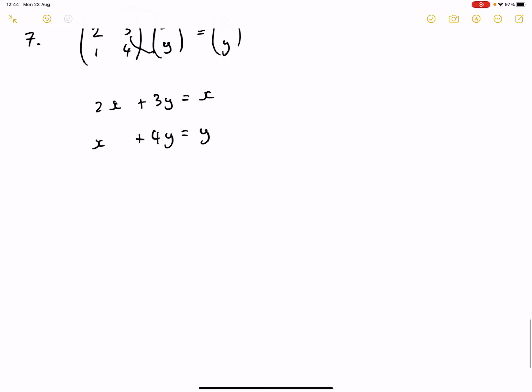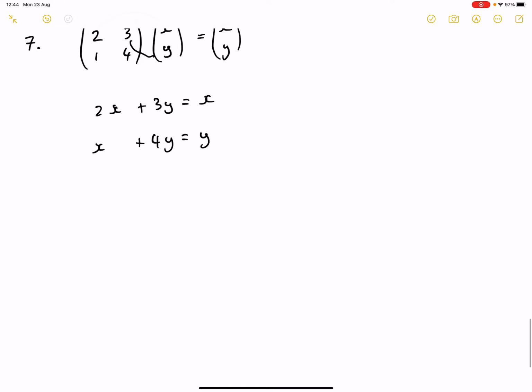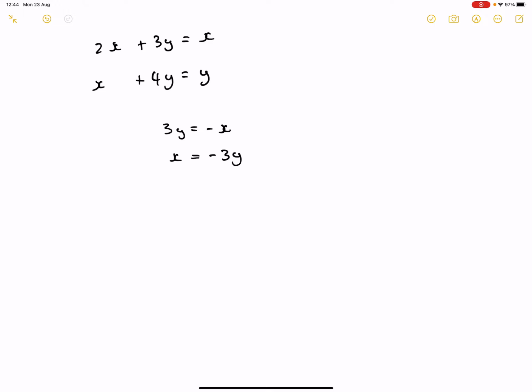And by a little bit of rearranging, we get that 3y is equal to minus x, or that x is equal to minus 3y. And these are basically saying the same thing. So I'm just going to put in 1 to start with. So yeah, let's put in minus 3 for x and 1 for y. And then our other one we can do as, let's say, 9 and minus 3.